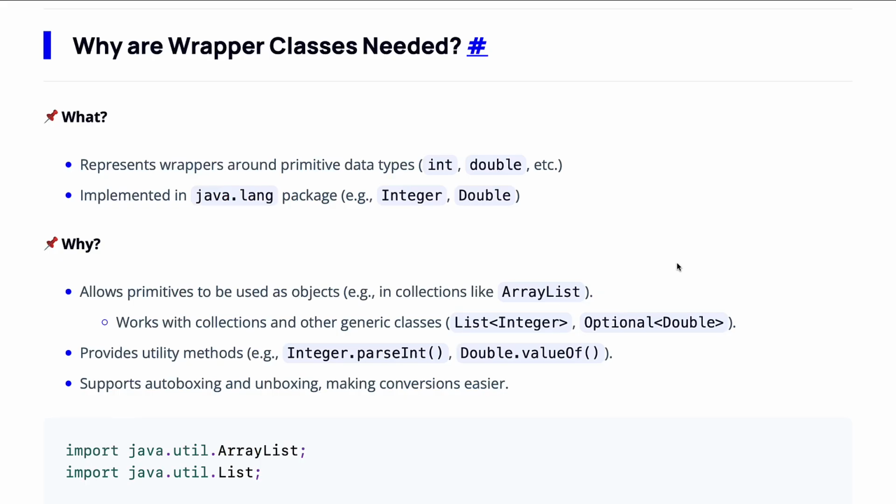In this step, let's talk about why wrapper classes are needed. In Java, there are a number of wrapper classes like Integer, Double, Float, and a lot of them. These are defined in a package called java.lang. And these represent wrappers around primitive data types. Int, double, float, all these are primitive data types in Java. And the Integer class and the Double class represent wrappers around these primitive data types.